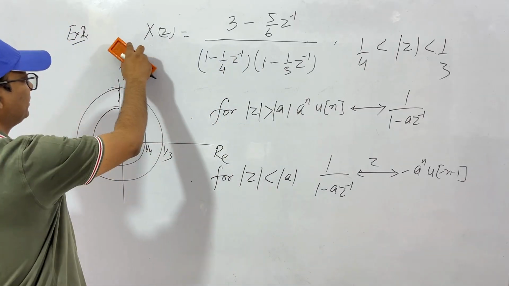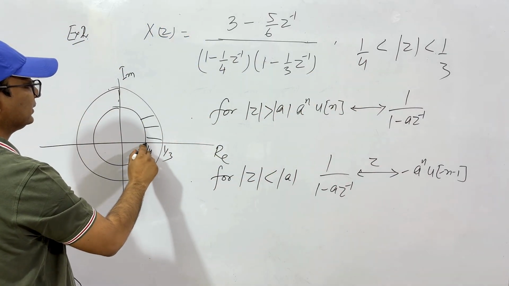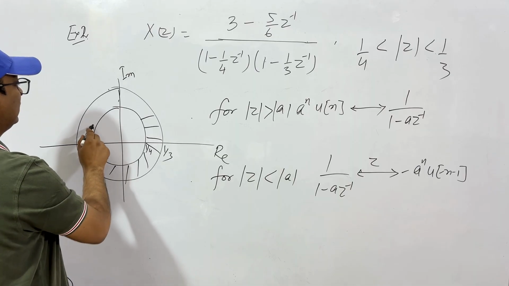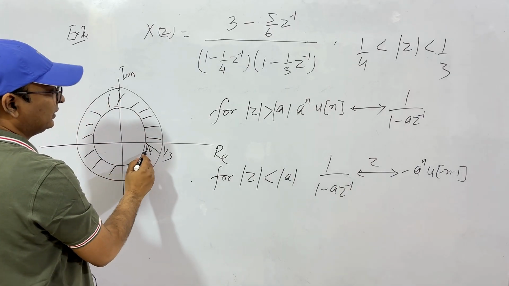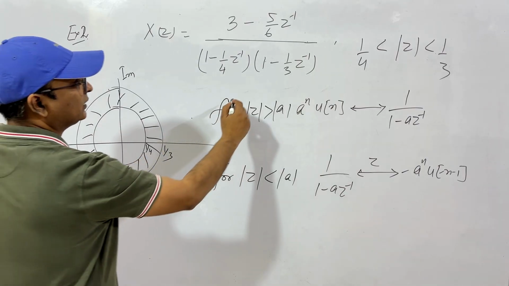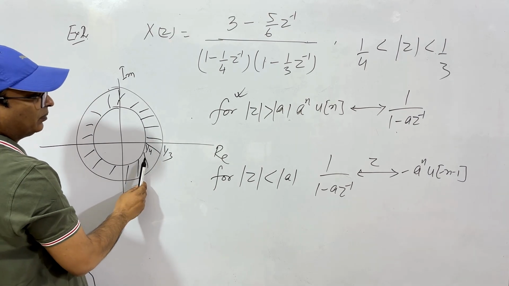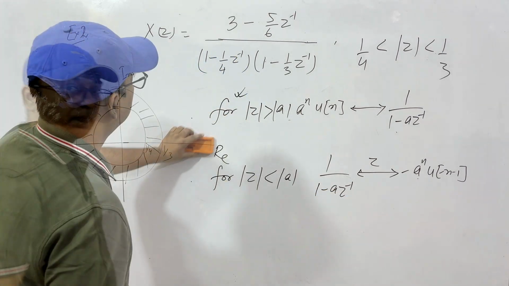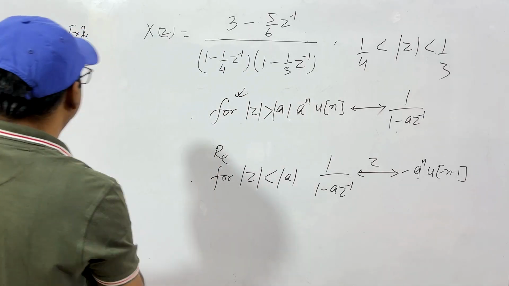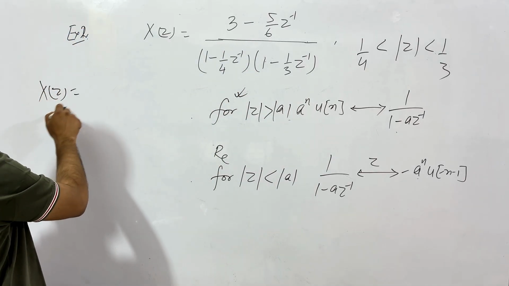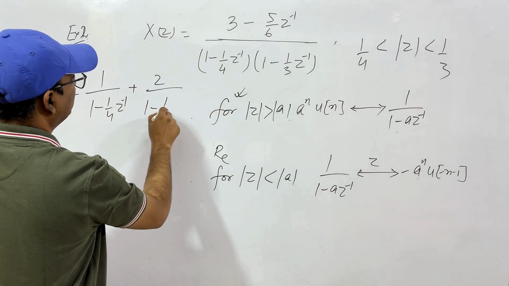Okay. So now our question is, the region of convergence lies between these two. What happens? For Z greater than 1 by 4, this will apply and give this sequence. But for Z less than 1 by 3, this will give this sequence. It was 1 by this plus 2 by this. I'm writing it again. Our X z is 1 by 1 minus 1 by 4 Z inverse plus 2 by 1 minus 1 by 3 Z inverse.